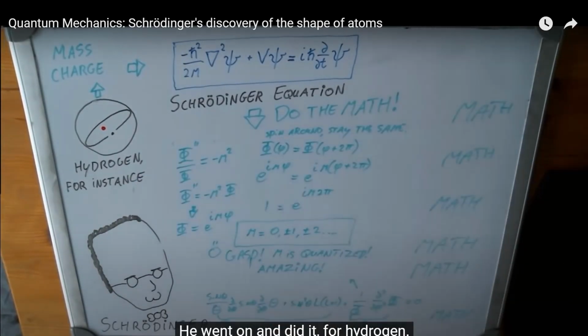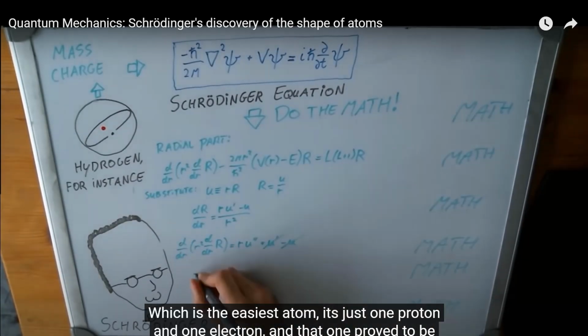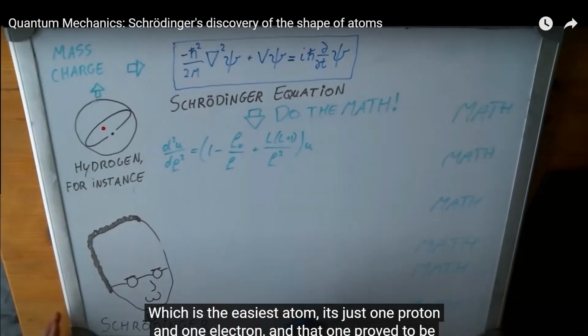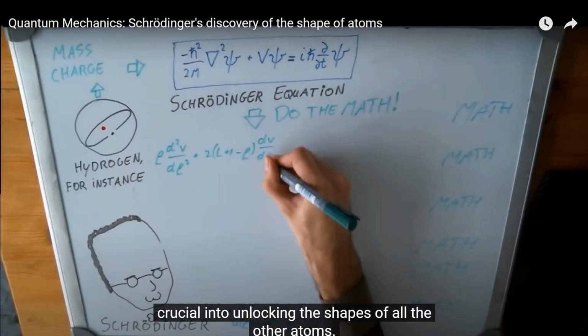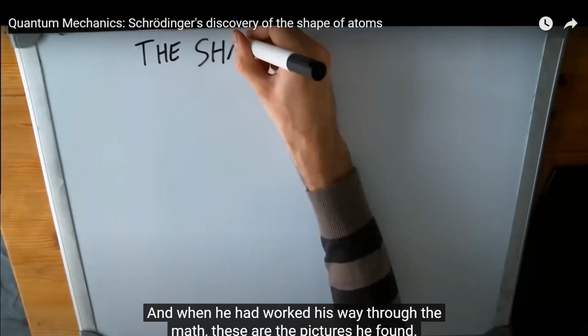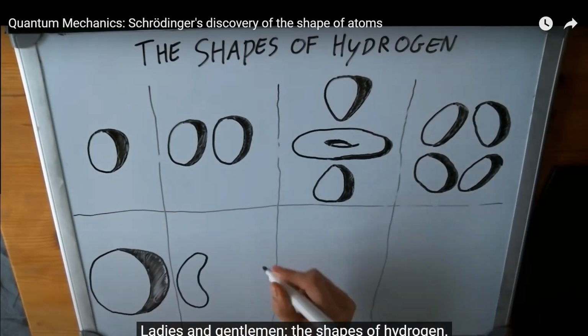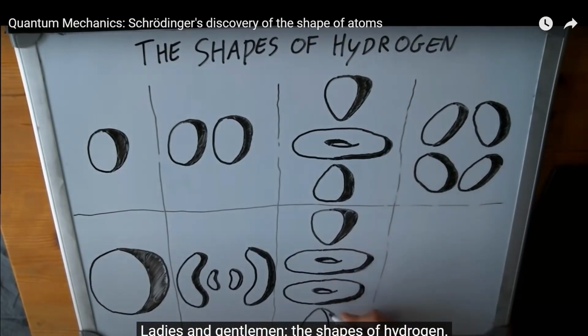He went on. Okay, he's still doing the math. Yes? And did it for hydrogen, which is the easiest atom, it's just one proton, one electron. And did you catch that? This is for the easiest atom, one proton, one electron, and he's still doing the math. And that one proved to be crucial into unlocking the shapes of all the other atoms. And when he had worked his way through the math, these are the pictures he found. Ladies and gentlemen, the shapes of hydrogen.